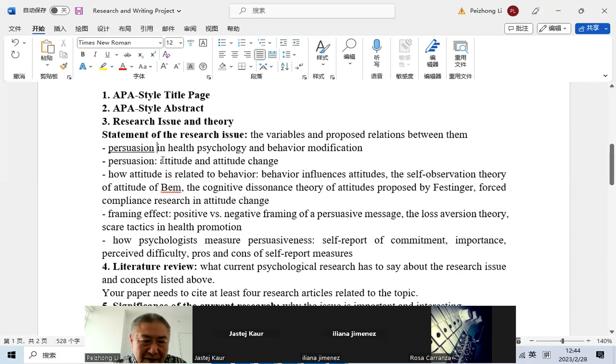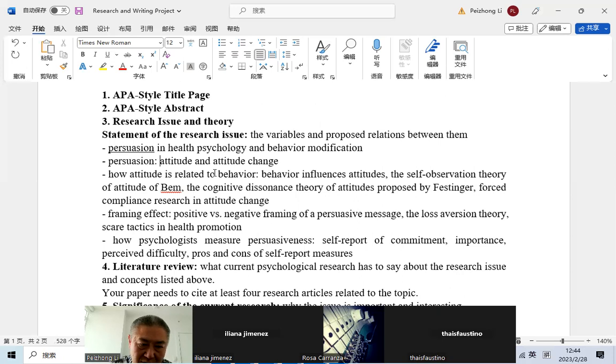And what is persuasion? So you know where to look. Maybe you want to search in a social psychology textbook, Introduction to Social Psychology. They will have a chapter on persuasion, and they give you the definition of persuasion. Persuasion is related with attitude. And you want to also search for the definition of the concept of attitude and attitude change.